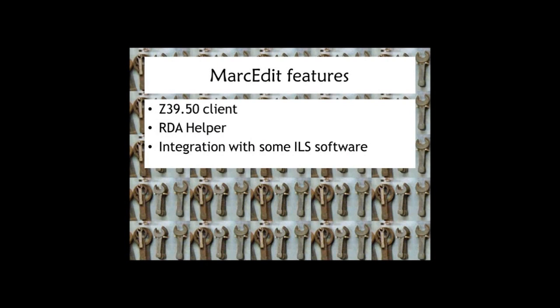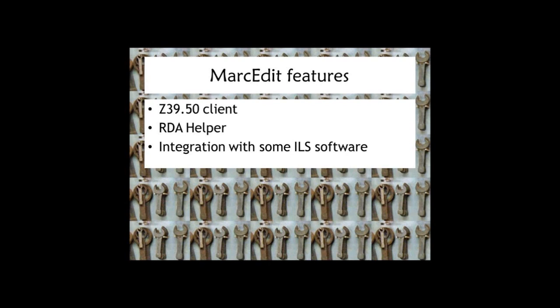In addition to the MARC editor, there are a few other things that are useful with MARC Edit. They have a Z39.50 client, which, for those of you who may not be familiar, is a protocol that allows you to search for MARC records in other catalogs. So if you don't have access to OCLC, you can use that in order to search other places to download MARC records. So I guess this falls into the first category of being a source of MARC records.